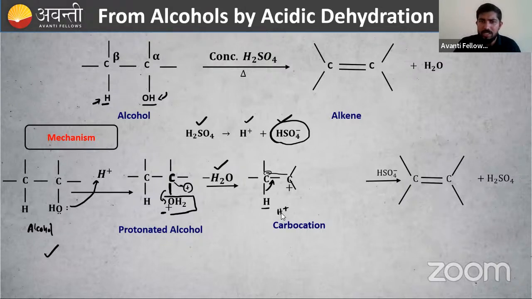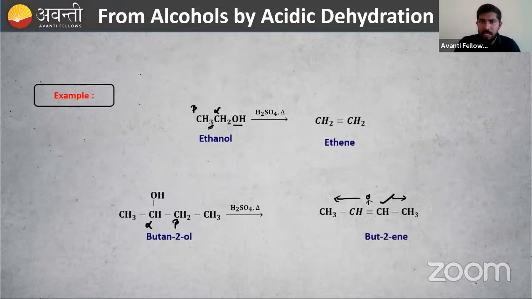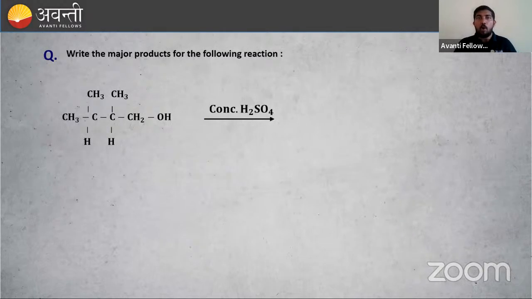Revise it once more after the class. Go through the mechanism once more, it will be clear to you, right? Then the examples, we have done the examples. Then but-2-ene is the stable one. Okay, this is a very important question. So write the question in your notebook. Then we have to solve that. So what is happening here? Here I have an alcohol in the presence of an acid. So acidic dehydration.